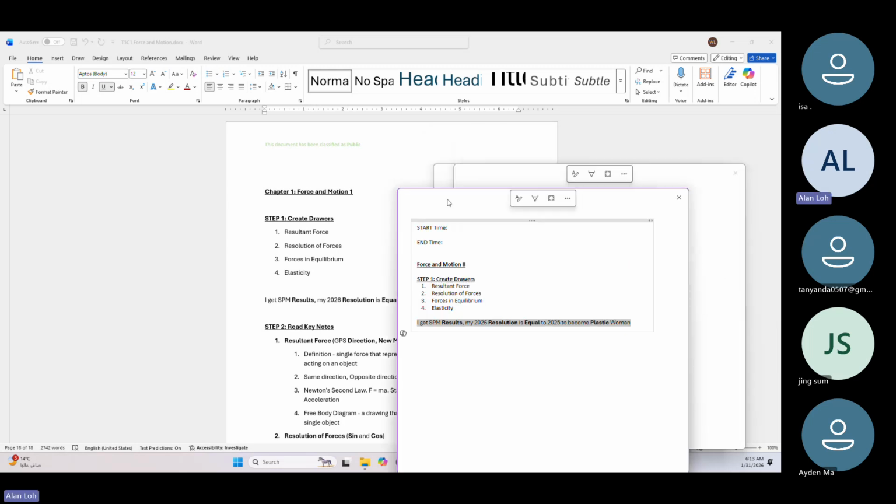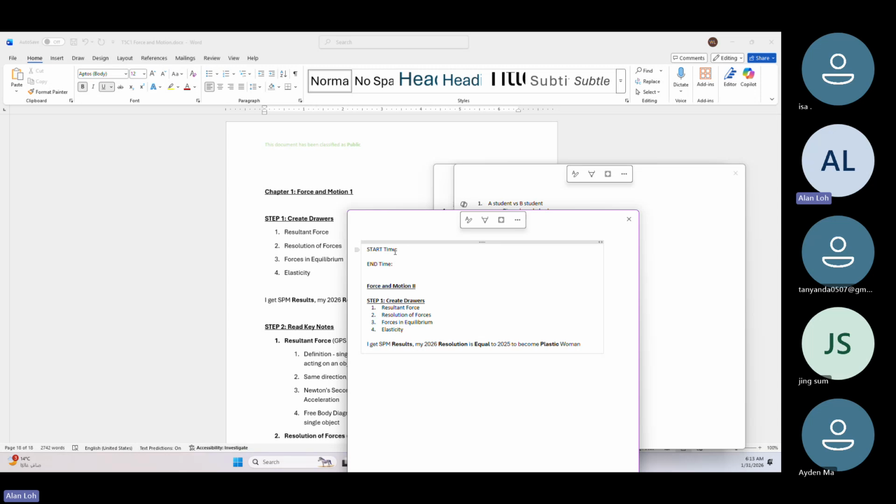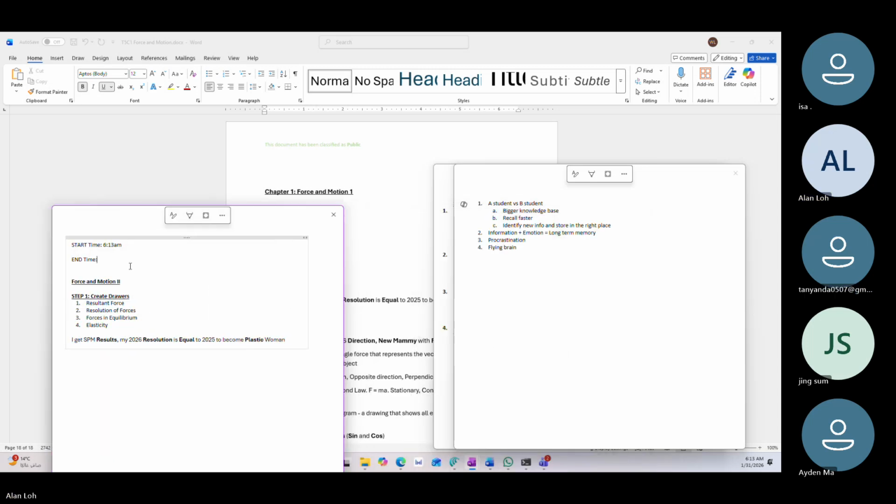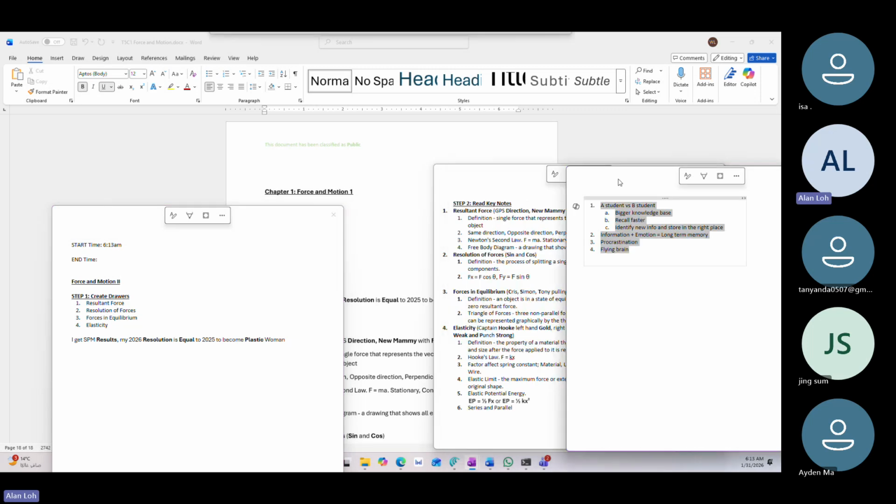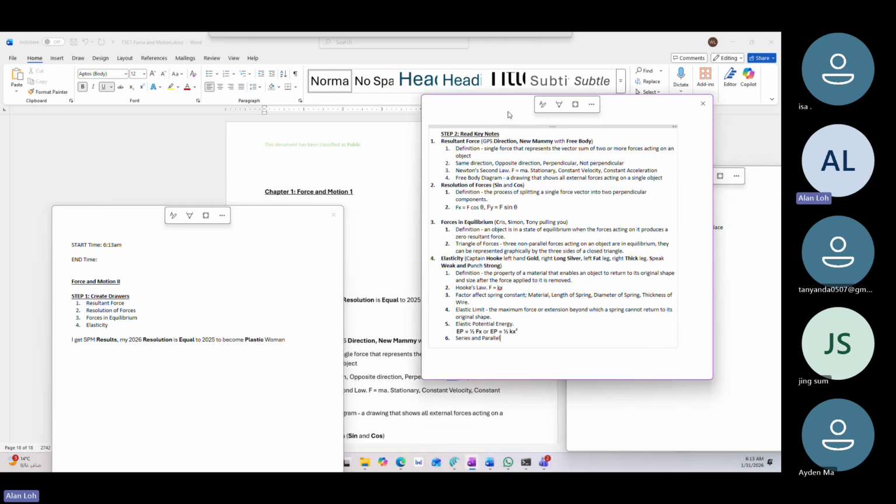Let's go to step number 2. What time do we start here? Okay, let's see. Now it's 6:13 a.m. We started at 6:13 a.m. Let's see what time we stop. Step 2 is to read keynotes.